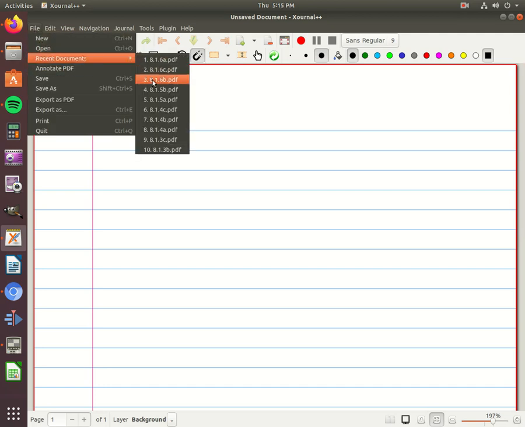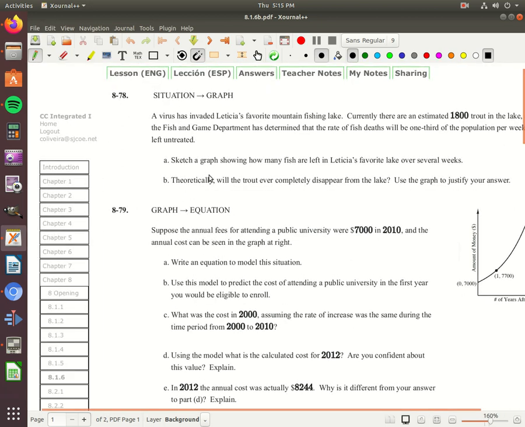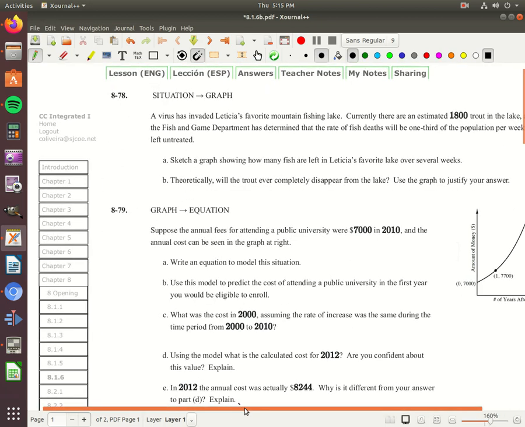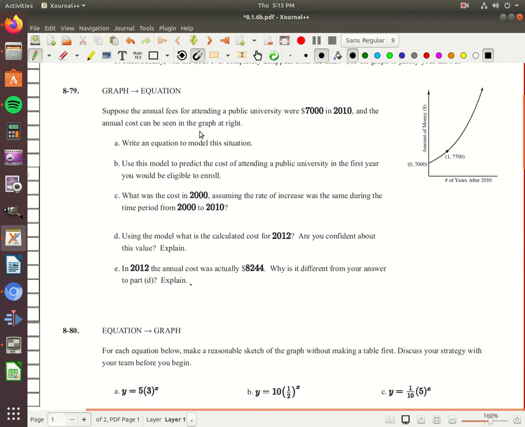part B, and keep going here. So we already answered 878. So we'll jump down to 879. Now we're going to go from a graph to an equation. So suppose the annual fees for attending a public university were $7,000 in 2010, which they're going to count as year 0. So this is 2010, but they're counting it as year 0. The annual cost can be seen in the graph. So it looks like it's going up 10% a year. So write the equation to model this.